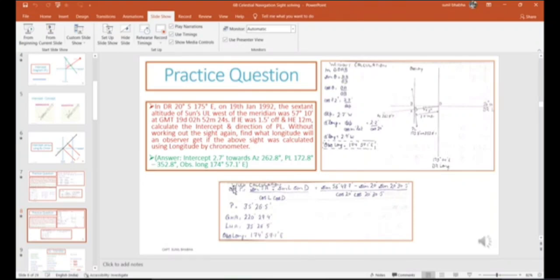Now if you do this using the Long-by-Chron formula also, I have done this calculation here using the Long-by-Chron formula, though it is not required in this question. So this is just for our understanding. If we do it by Long-by-Chron method, you will get the same longitude, 174°57.1'. So this is how we can obtain the observed longitude without actually working out the sight again. So have a good look at this and let me know any doubt coming to your mind, beta.